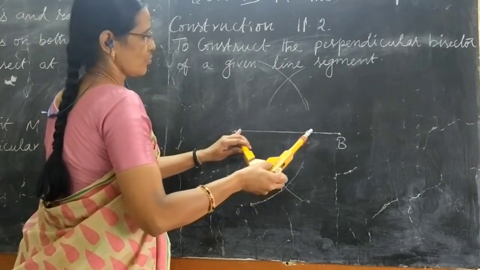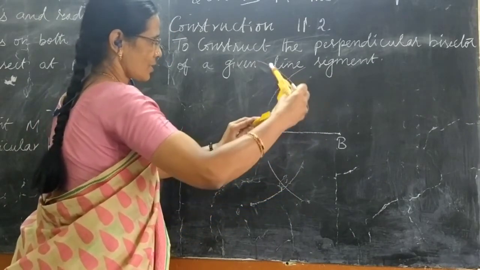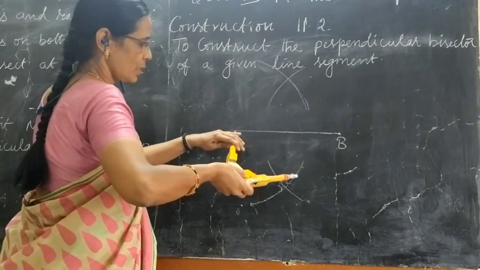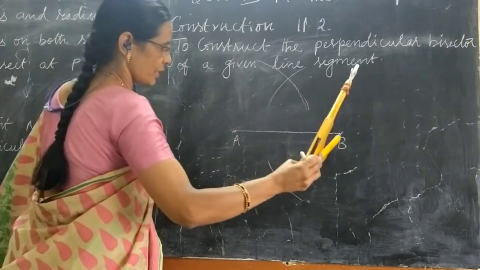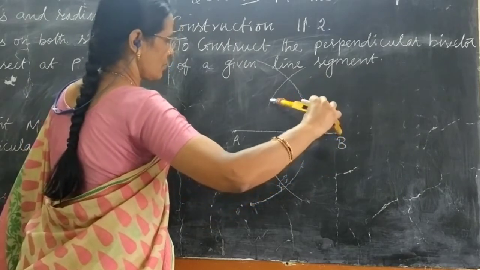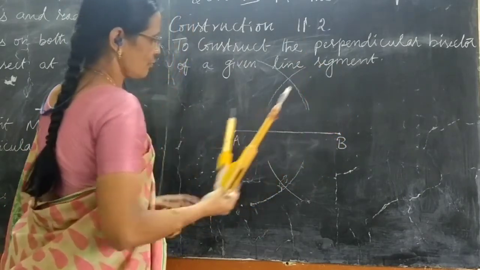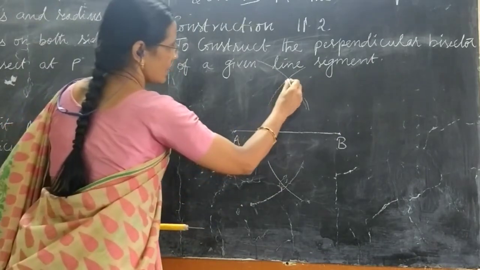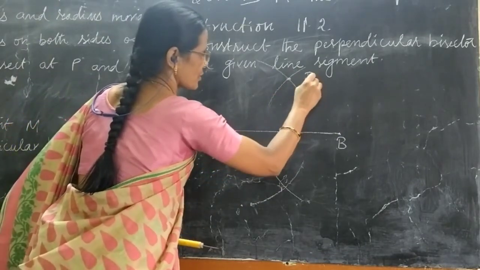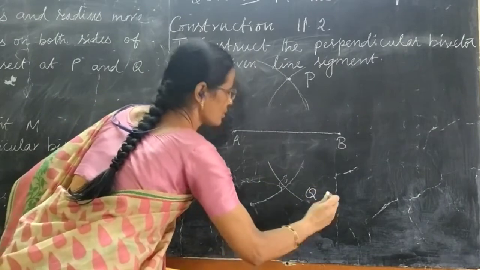With any radius more than half of AB, arcs are drawn above and below AB. Now shifting the center to the point B and with the same radius, we have drawn two more arcs to intersect the former arcs. Let us name the points of intersection as P and Q.